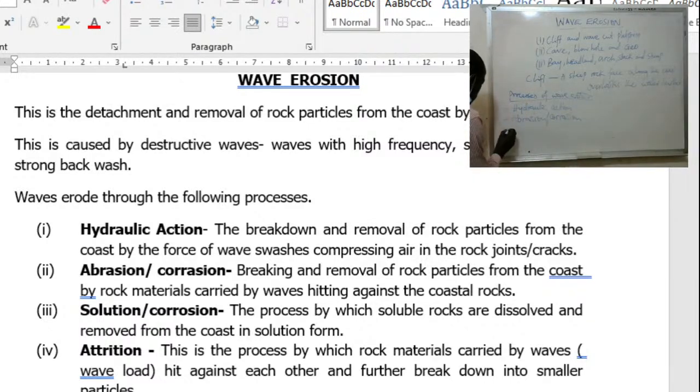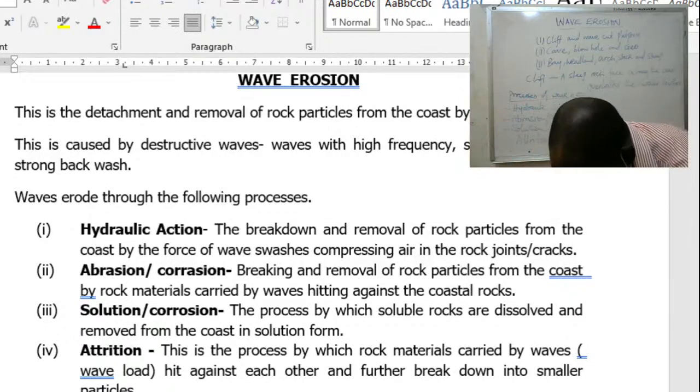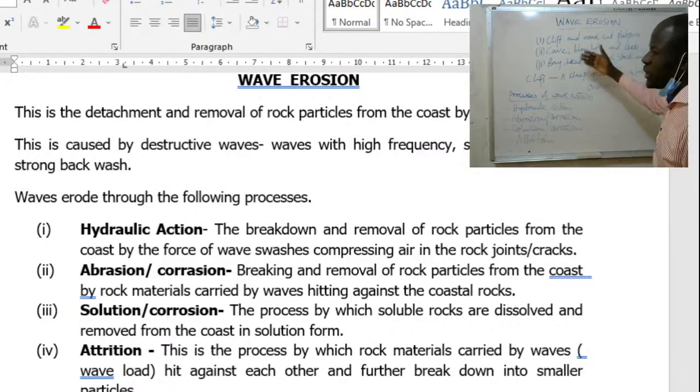The third one is called solution, or you can call it corrosion. And then there is another one called attrition. So I beg your pardon, we have omitted that one because it is very important. But before we start to explain the formation of these landforms, we need to mention these processes.